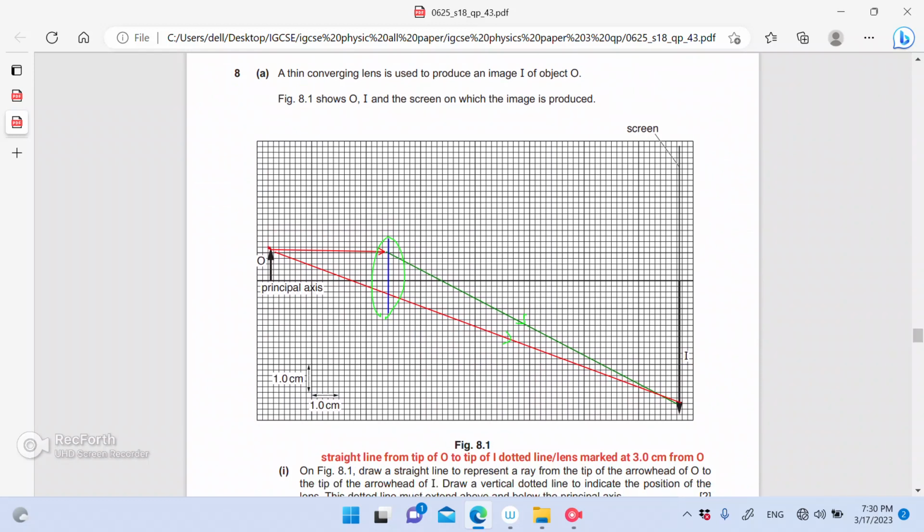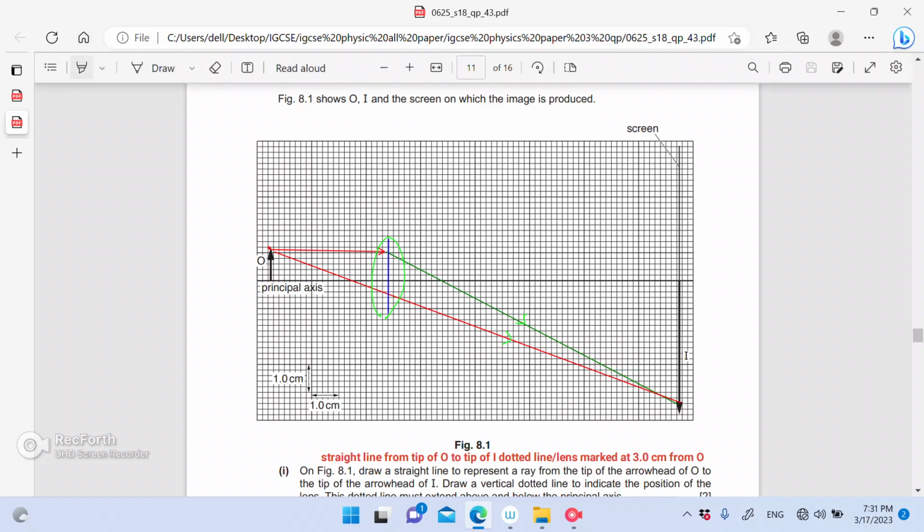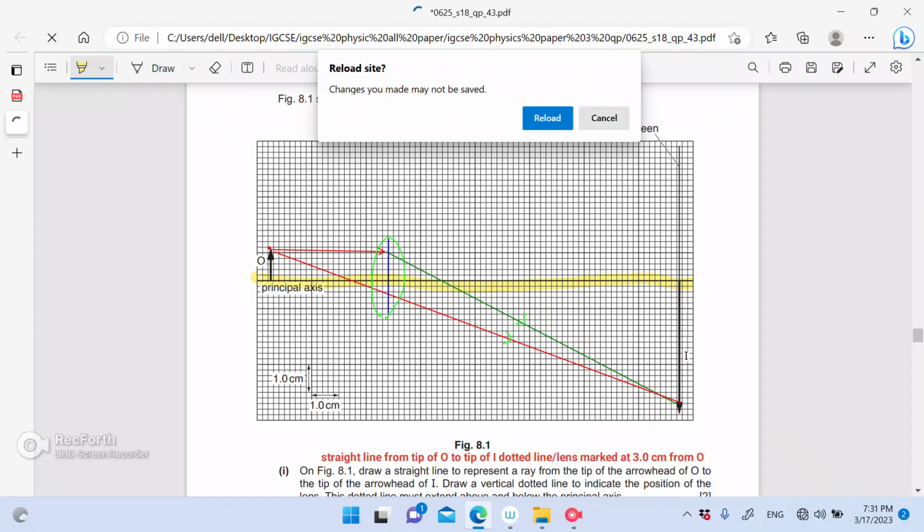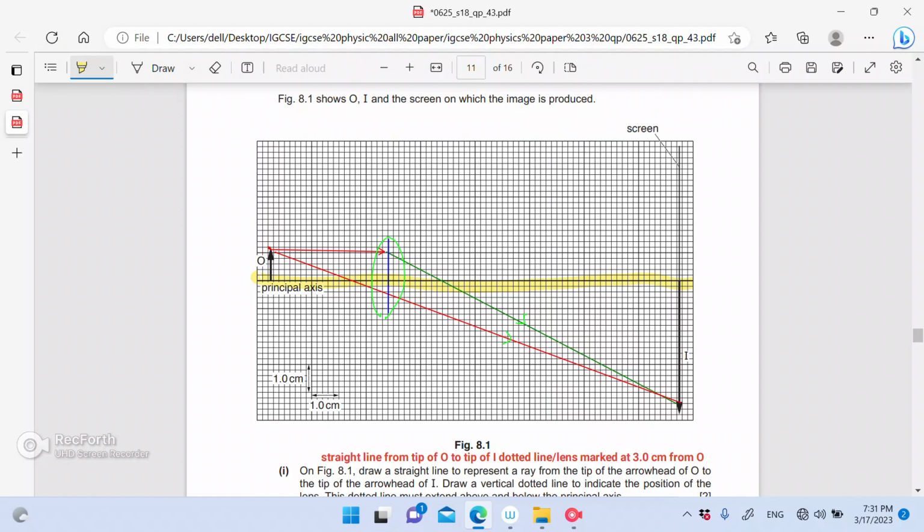So there is one more question, number 8 in 1843. The thin converging lens is used to produce an image. Here they have given the principal axis, and they have given the image and the object. Now you have to draw those two lines.